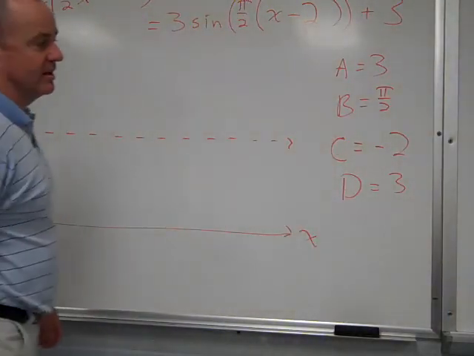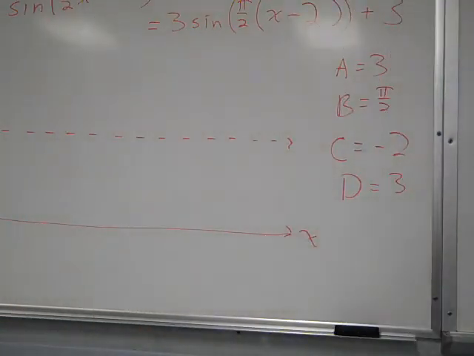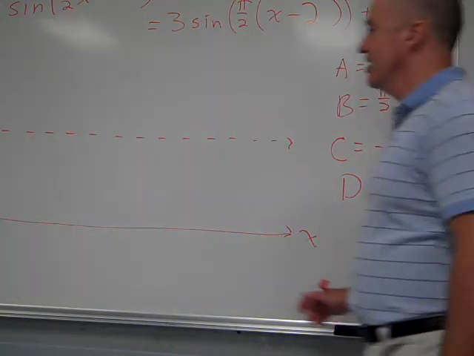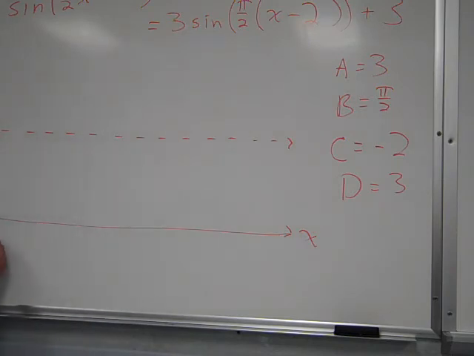Period. Over here I said B was 2 pi over period. With a little bit of algebraic rearranging, I could make it period equals 2 pi over B. So I'm going to write that second part here now. Period equals 2 pi over B.